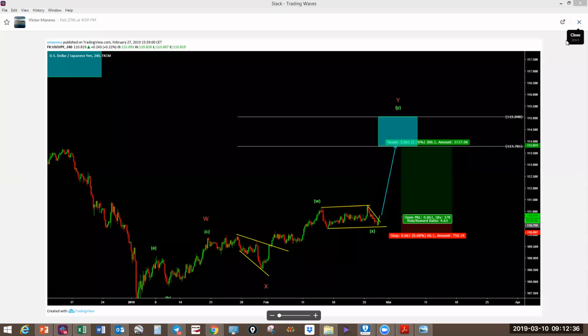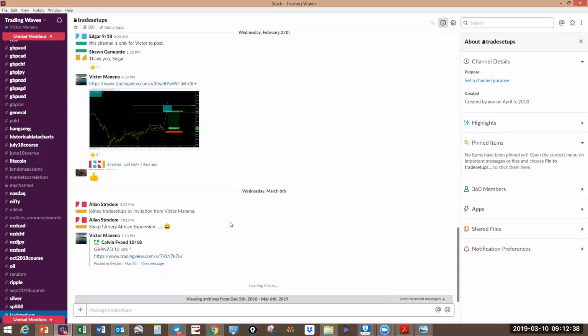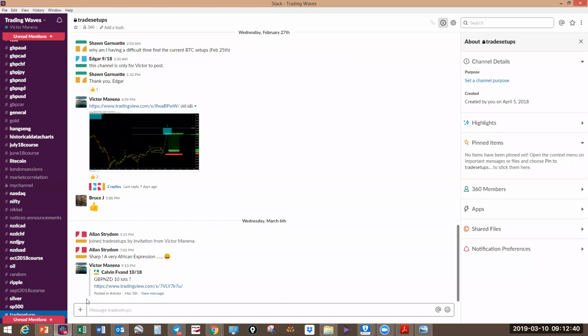So this is how it works. These are the trade setups that I post in the group. And we also do daily market analysis webinars Monday to Thursday for about 30 minutes to an hour, depending on the questions and the setups that are available at the time.